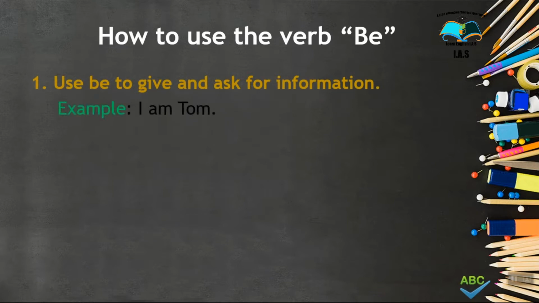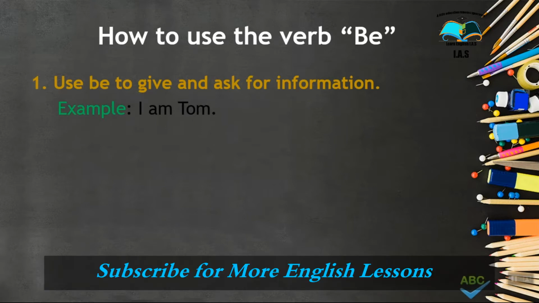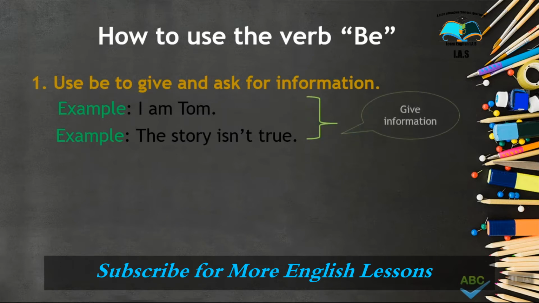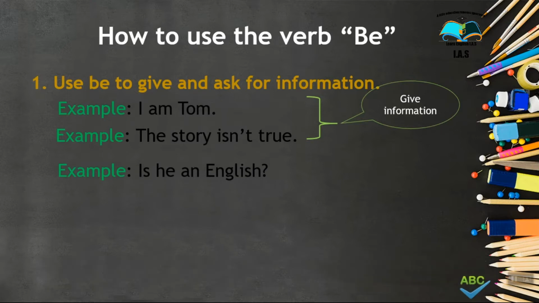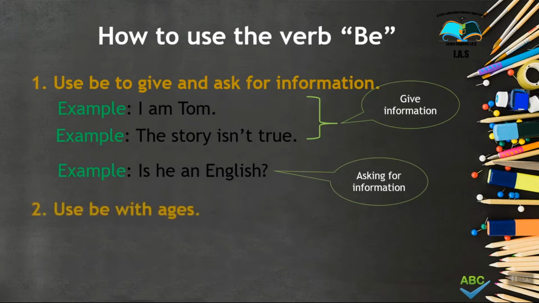For example, I am Tom. I'm giving information. The story isn't true. It's also information. Giving information. Or, is he English? In this example, I am asking for information.